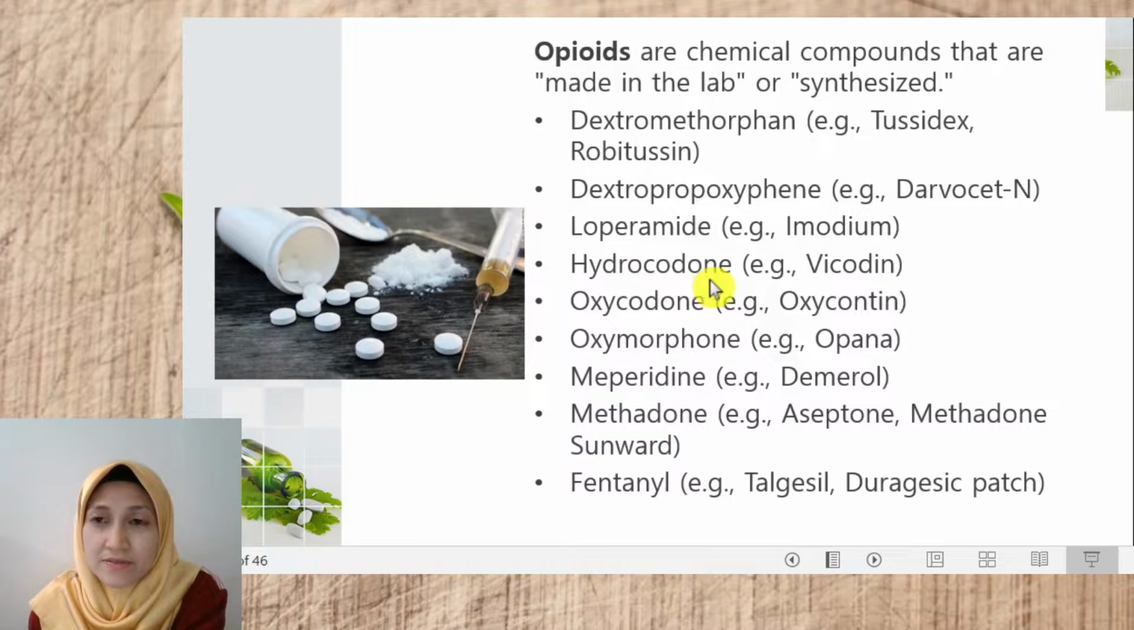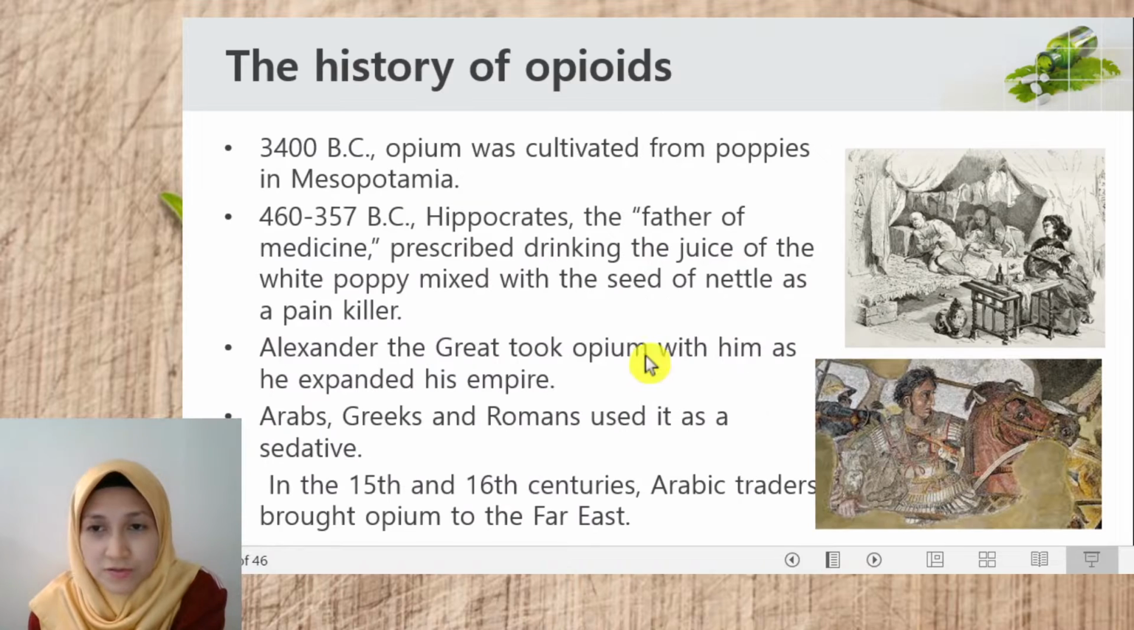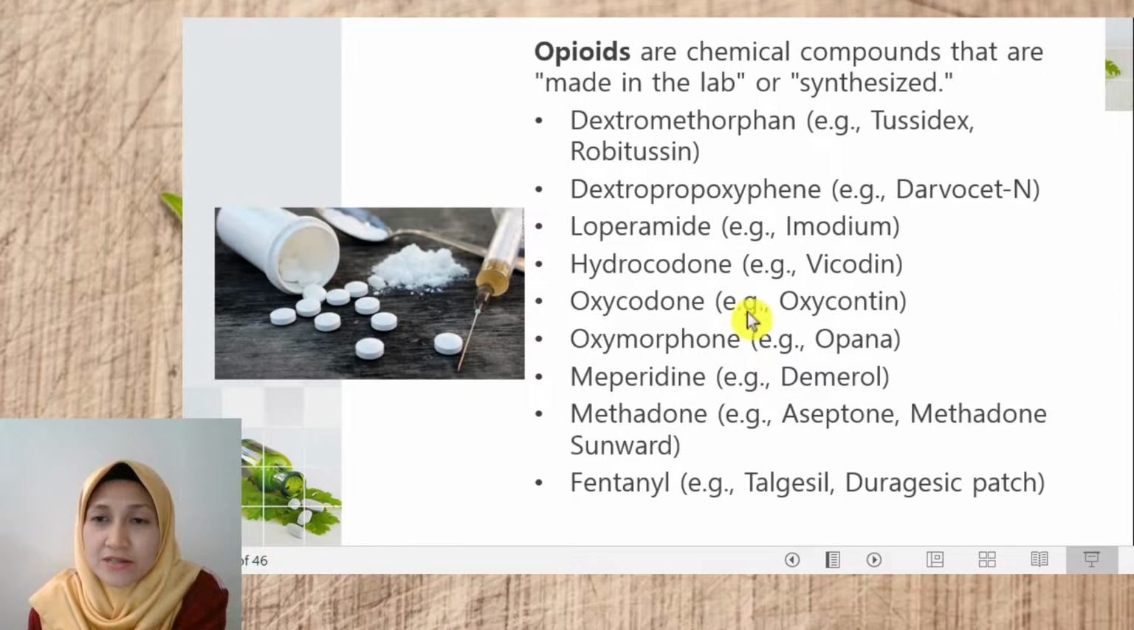Hydrocodone, whose trade name is Vicodin, is one of the derivatives of opioids. Oxycodone and oxymorphone are medications for pain relief, so these are painkiller medications. Meperidine, methadone. Methadone is only used for treatment of opioid addiction, and also fentanyl. Fentanyl is also used as an anesthetic or painkiller.